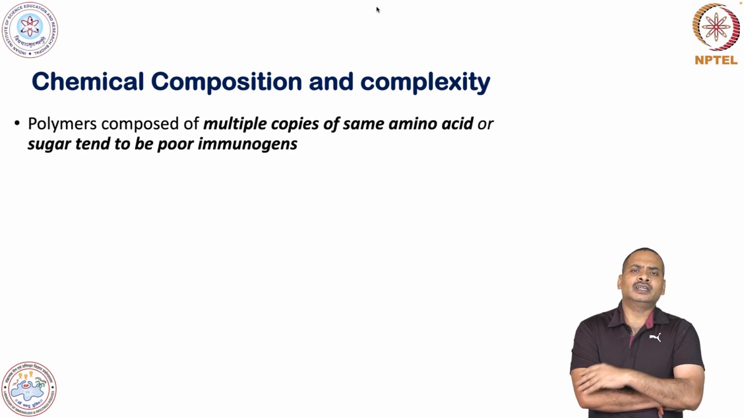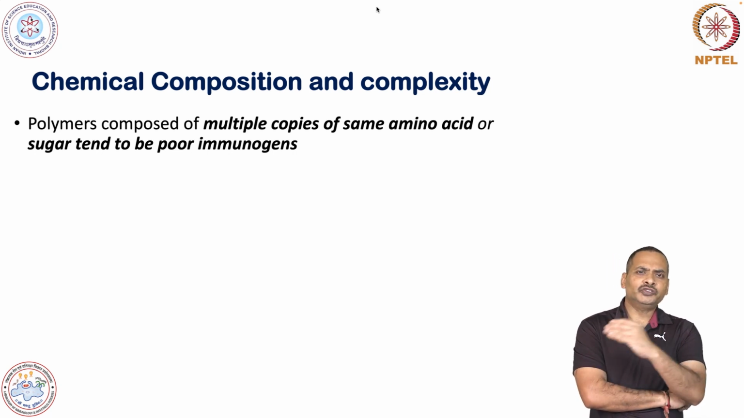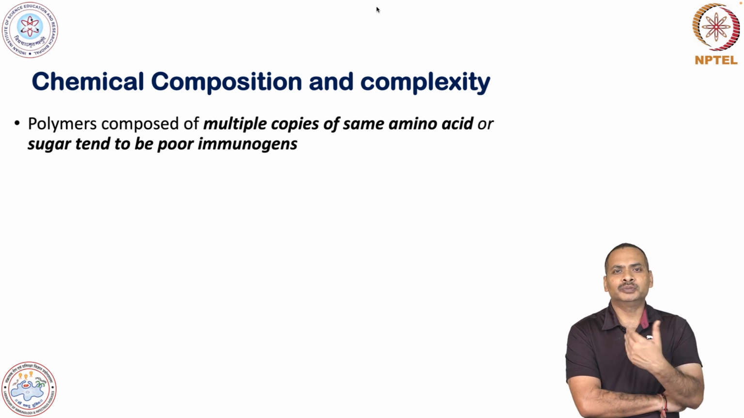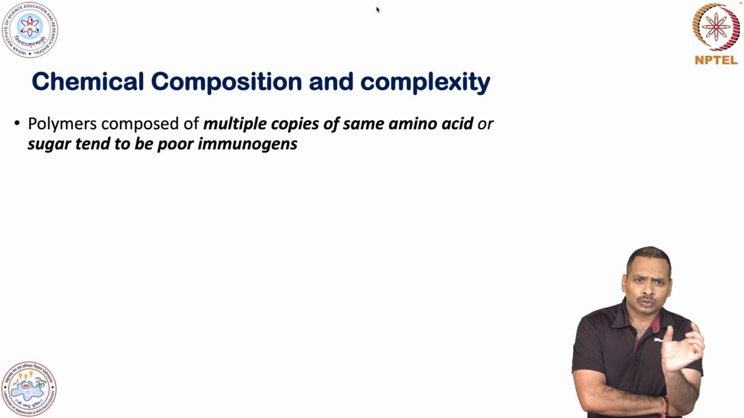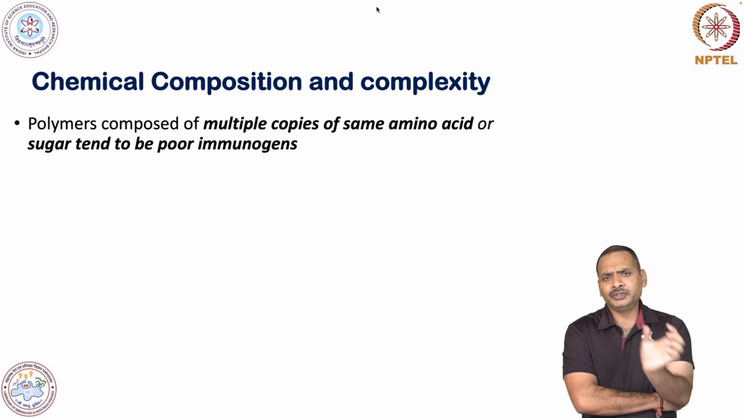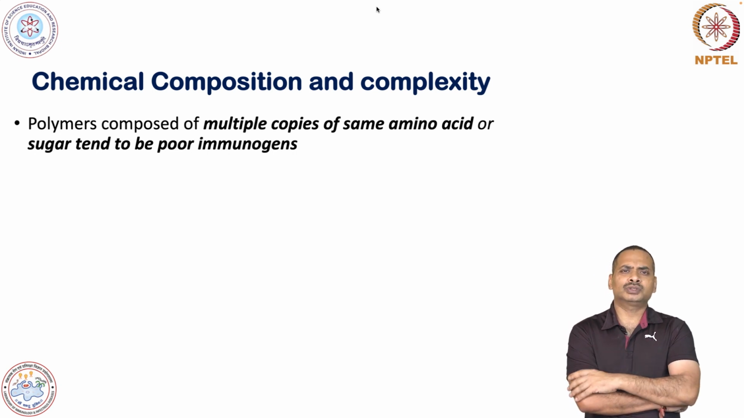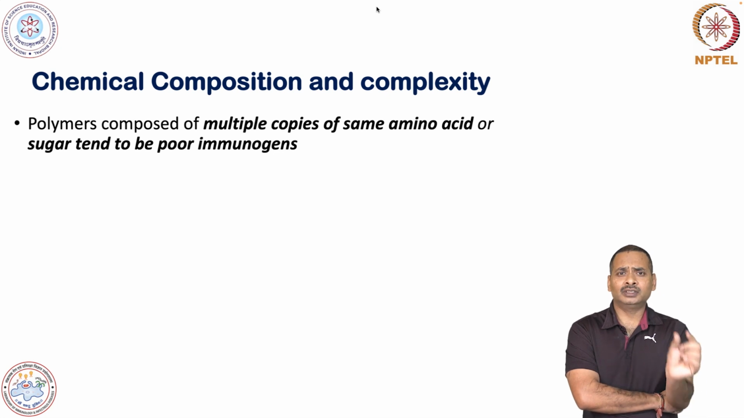I can justify this by a simple statement. If you make a polymer of the same amino acid, then it will be a very poor immunogen. A copolymer of the same basic unit will be not at all immunogenic or almost non-immunogenic, either amino acid or sugar molecule.